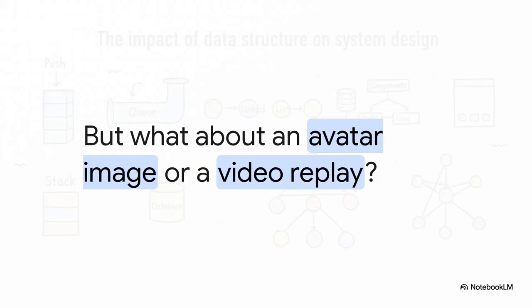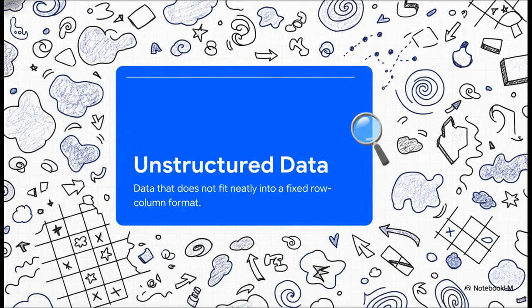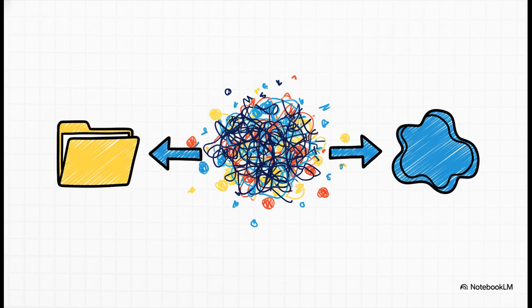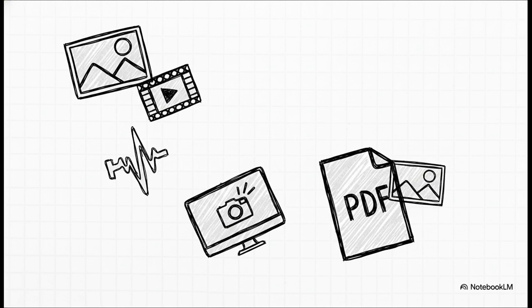Okay, but what about stuff like an avatar image or a video replay? Well, that's unstructured data. It just doesn't fit neatly into rows and columns. Instead, think of it more like a file, or just a big blob of content. We're talking image files, videos, audio clips, PDFs, all that good stuff.